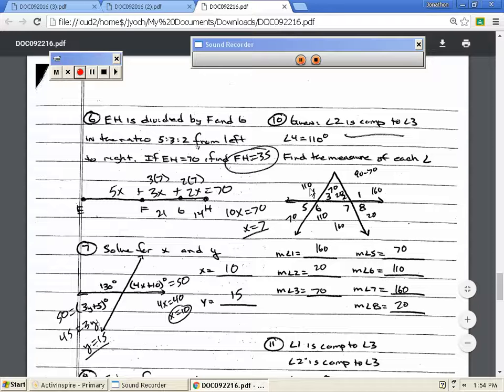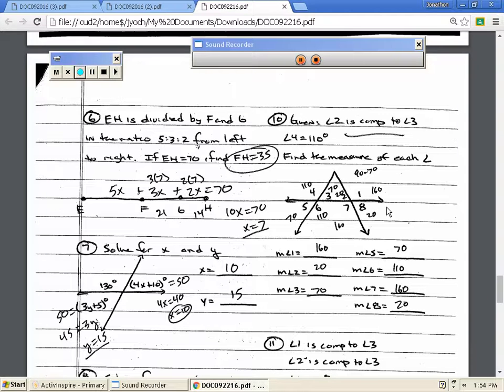If 4 is 110, then so is 6. 5 and 3 are the supplement. They form a straight line with 4 and 6. So they're 180 minus 110, 70. 2 and 3 are complements. 90 minus 70 gives you 20. 20 there and there. 8 is the vertical angle of 2. Do 180 minus 20 to get 1 and 7.